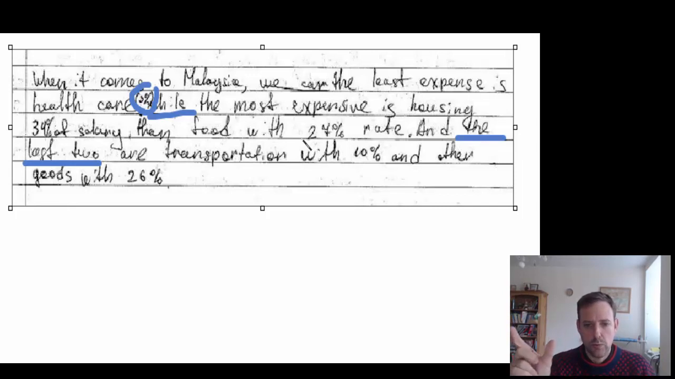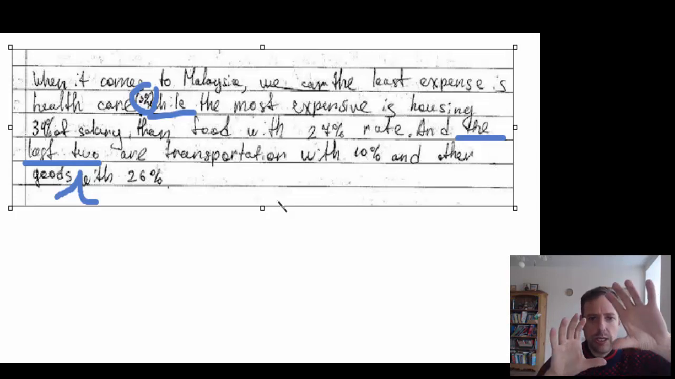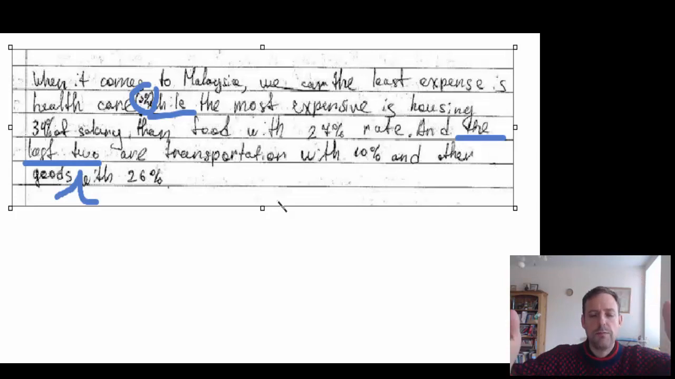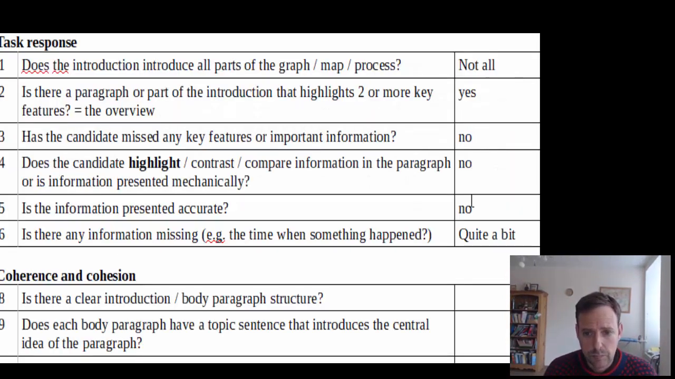So the percentage of food is a lot closer to the percentage of other goods and services, by the way. There's some missing information, goods and services, with 26%. So it's a little bit mechanical the way that's put together. Again, it is connected with organization, but putting it together logically helps give me a clearer picture, and that clearer picture is what gives you a high mark for how you answer the question. So let's come back to our checklist and talk about that.